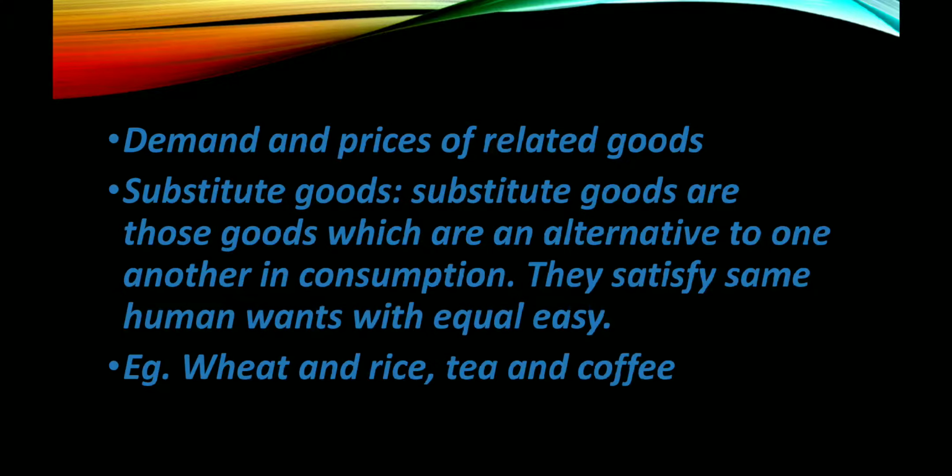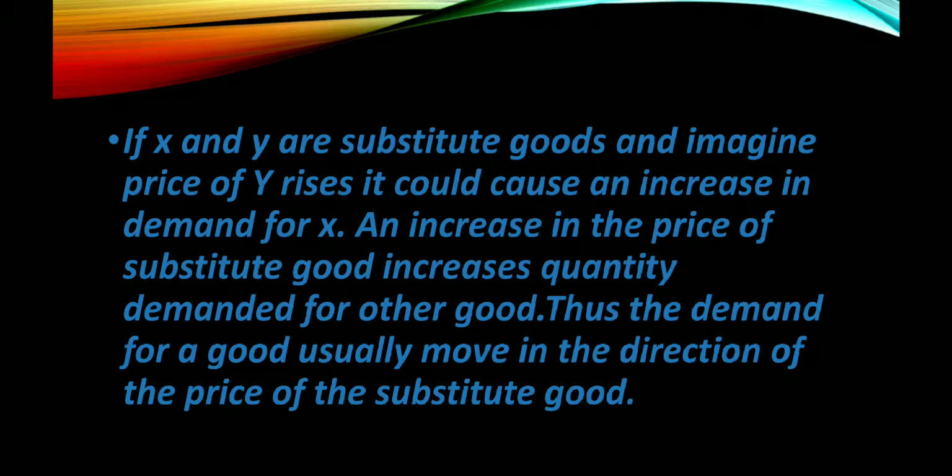First one, demand and prices of related goods. The related goods are classified into two: substitute goods and complementary goods. Substitute goods are those goods which are an alternative to one another in consumption. They satisfy the same human wants with equal ease. For example, wheat and rice, tea and coffee.